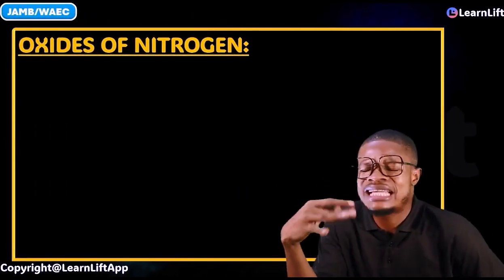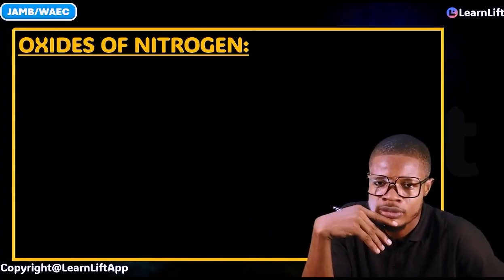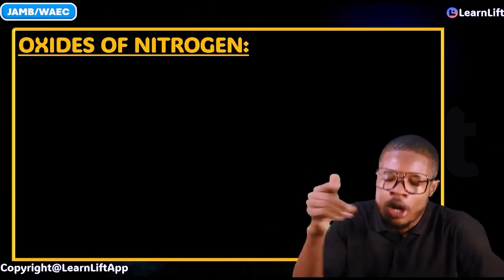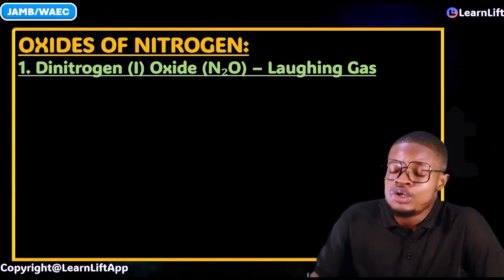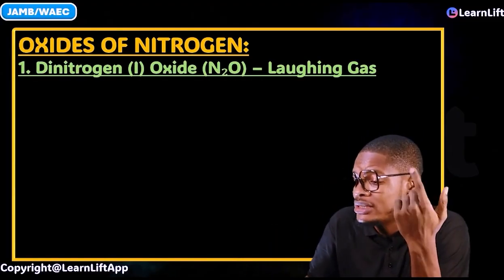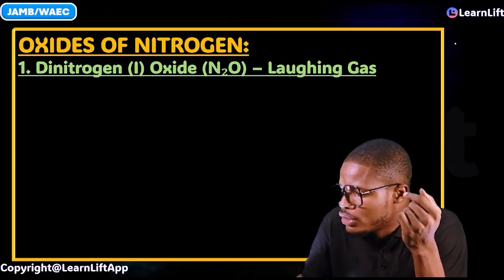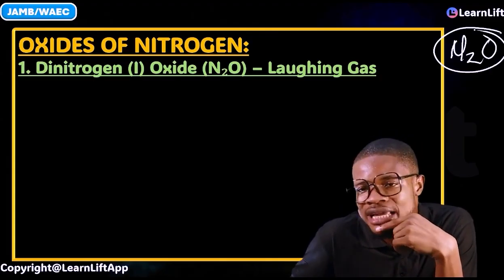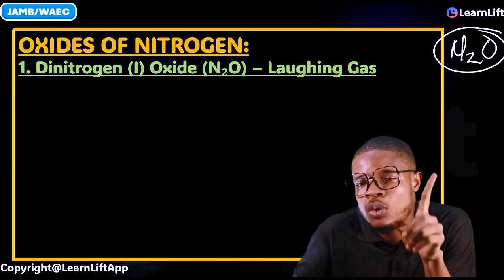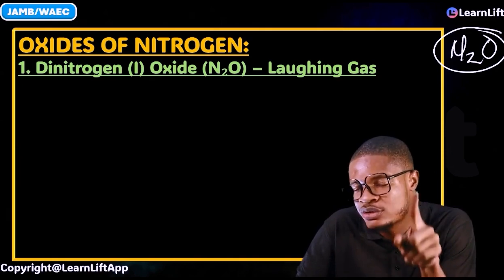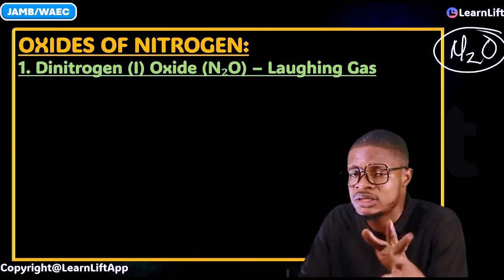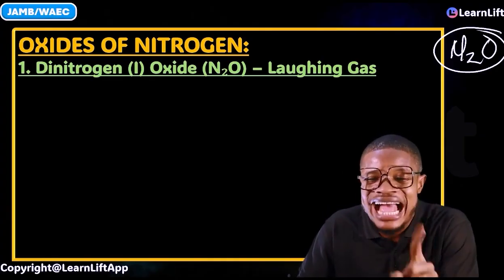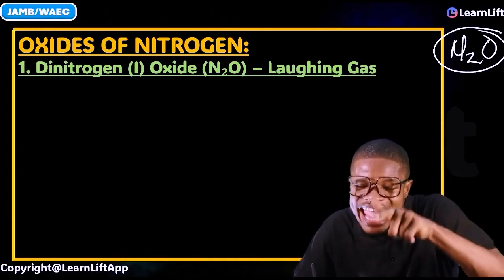There are different oxides of nitrogen that you must pay attention to. What are the various oxides of nitrogen? I'll give you 6 of them that they don't play with. Number 1 oxide of nitrogen is dinitrogen(I) oxide. A lot of people will say N2O and call it dinitrogen(II) oxide. No, it is dinitrogen(I) oxide. Let's not go into oxidation state because I have a lot of questions on oxidation states ahead. So your dinitrogen(I) oxide is your N2O.